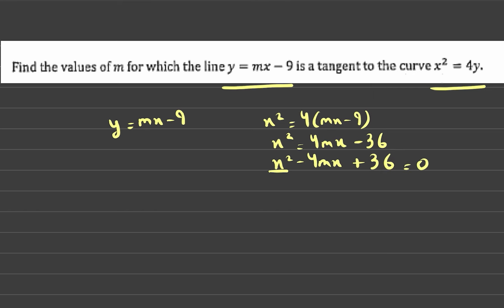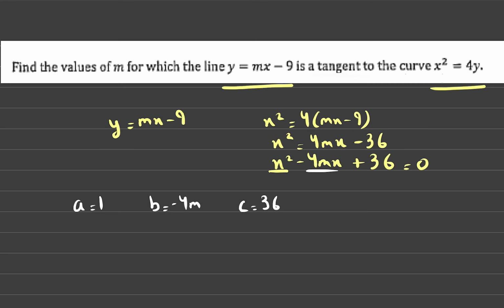Okay. So what's the first step in such a question? If you are given two equations, eliminate y and substitute. And that's how you get one equation. Now, what's written with x squared? It's 1. What's written with x? It's minus 4m. What's written without x? Constant, 36. Then read the question. It says it's a tangent to the curve.